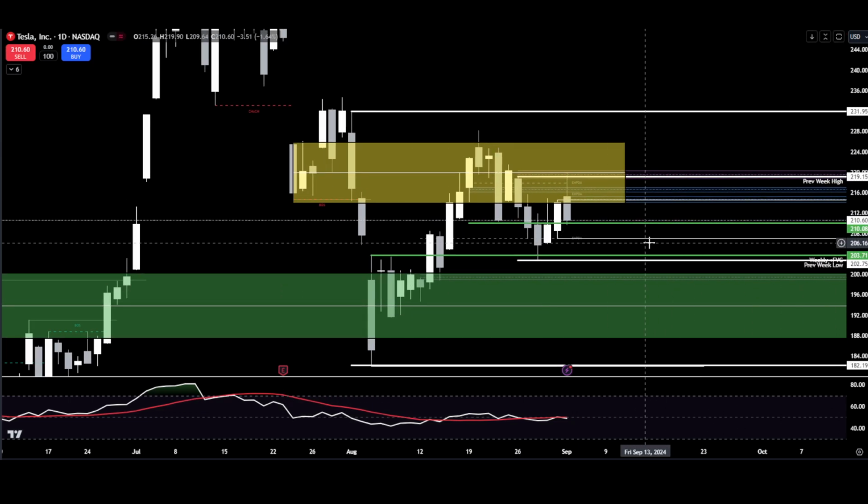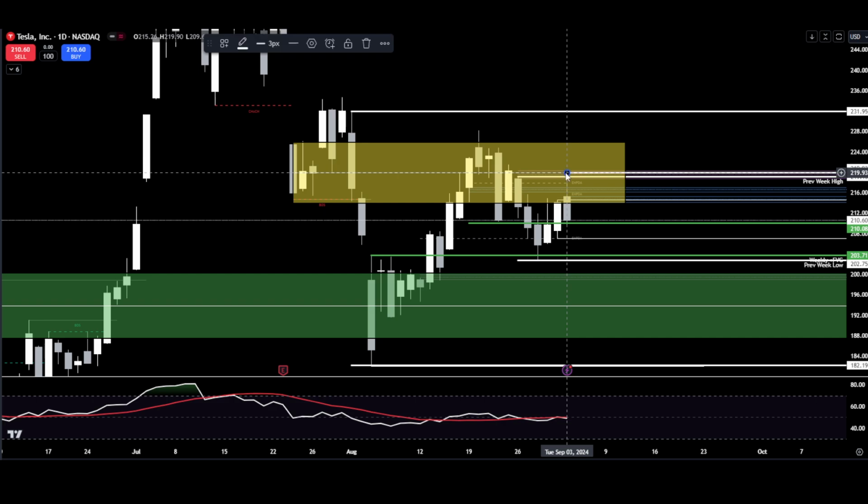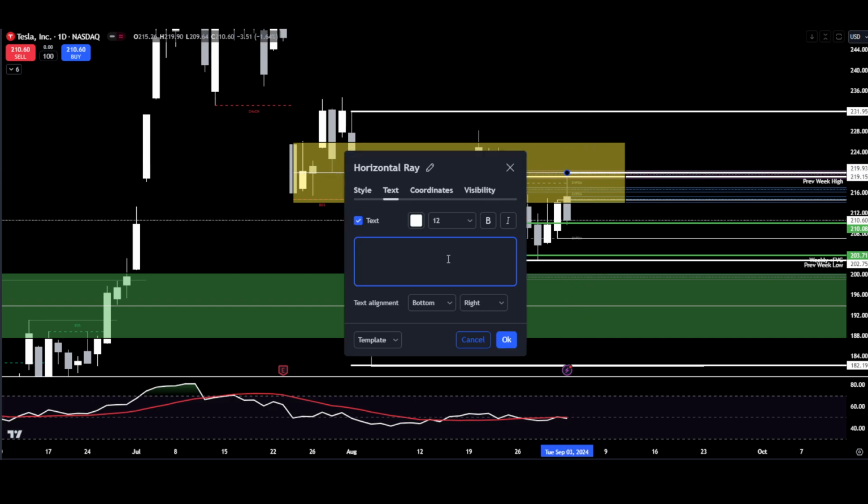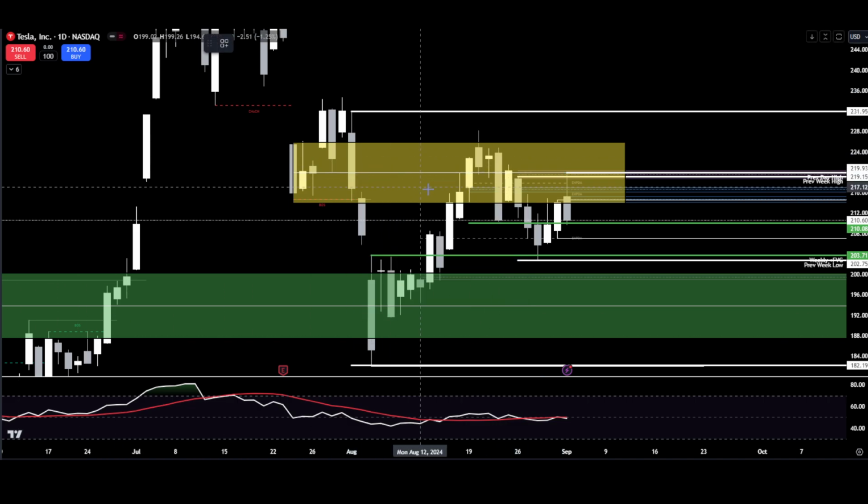We'll zoom in the chart a little bit and we'll mark off today's highs and lows as well. So going into tomorrow, we got previous day high and we got previous day low.